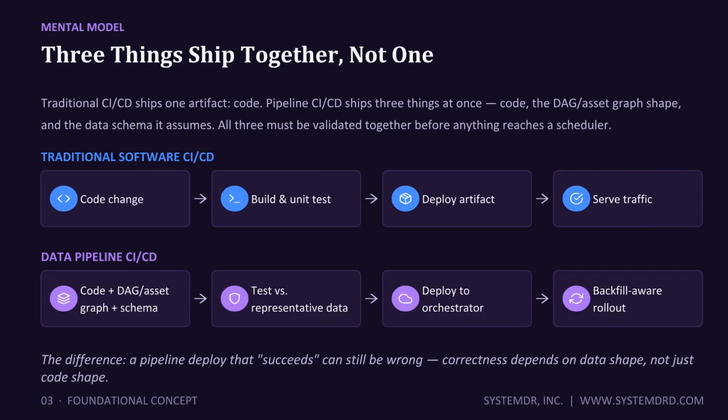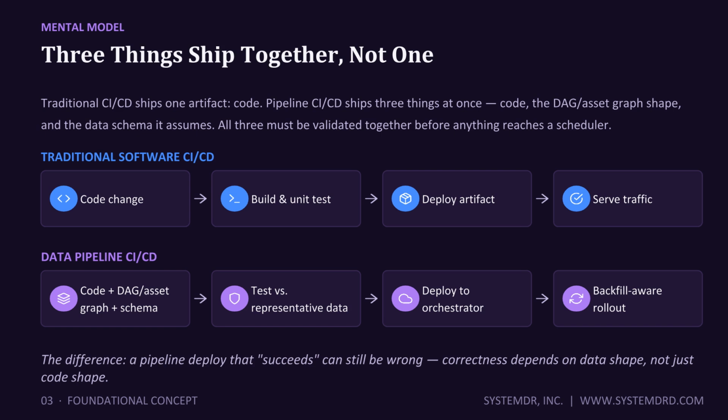So what does shipping even mean when the artifact isn't a web service, but a pipeline? This is the single mental model I want you to leave with today. Traditional software CI/CD ships one thing: code. A change gets built, unit tested, packaged into a deployable artifact, and it starts serving traffic. Success is binary and immediate. The service is either up and healthy, or it isn't.